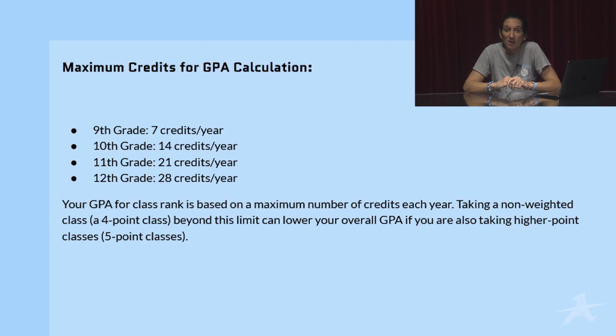Your 10th grade year, it's going to be 14 credits. Your 11th grade year is going to be 21, and at the end of your senior year, we're looking for 28 to maximize the highest possible GPA. Your GPA for class rank, again, is based on a max number of credits each year, and taking a non-weighted class, 4.0, beyond this limit could lower your GPA, and that's what we talk about when we talk about pass-failing, which is what we're going to talk about next.